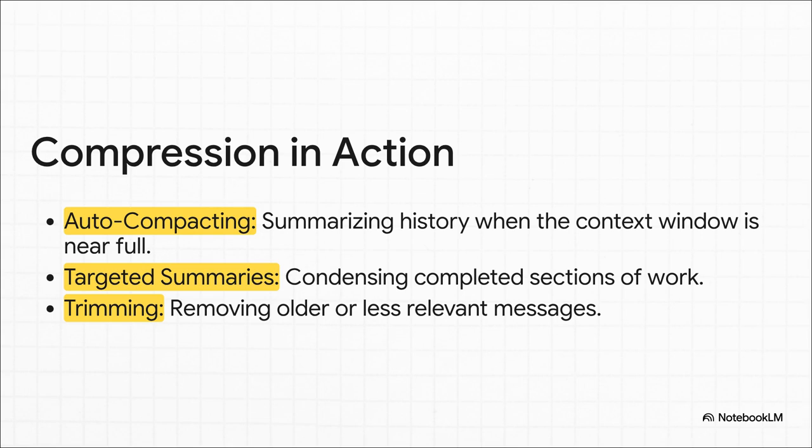Some systems are designed to automatically summarize the entire conversation history the moment that memory gets close to full. Others are a bit more targeted, like a research agent that'll summarize one section of a paper it just read before it moves on to the next. It's a really clever way to keep the AI focused and not get bogged down in details.